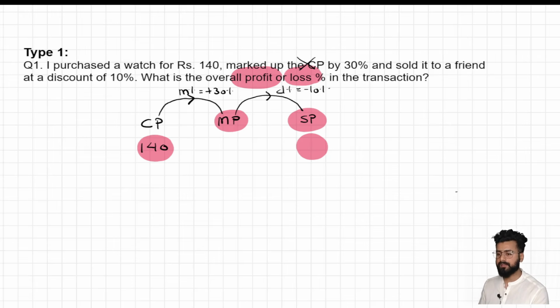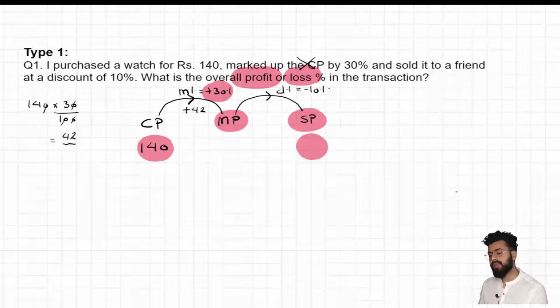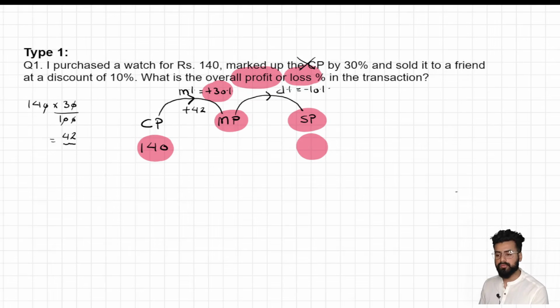Cost price 140 है, उस पे कितने का मार्कअप किया? 30% का. मार्कअप का मतलब इंक्रीज करना है. Now what is 30% of 140? Let me show it to you. 140 का अगर मैं 30% कैलकुलेट करूंगा, so it will come out to be 42. So it means इस पर्सन ने क्या किया? इसने कॉस्ट प्राइस को इंक्रीज किया बाय 42. अगर मैं कॉस्ट प्राइस को 42 से इंक्रीज करूंगा तो मेरे पास एक न्यू प्राइस आएगा जिसको हम बोल रहे हैं मार्क्ड प्राइस.